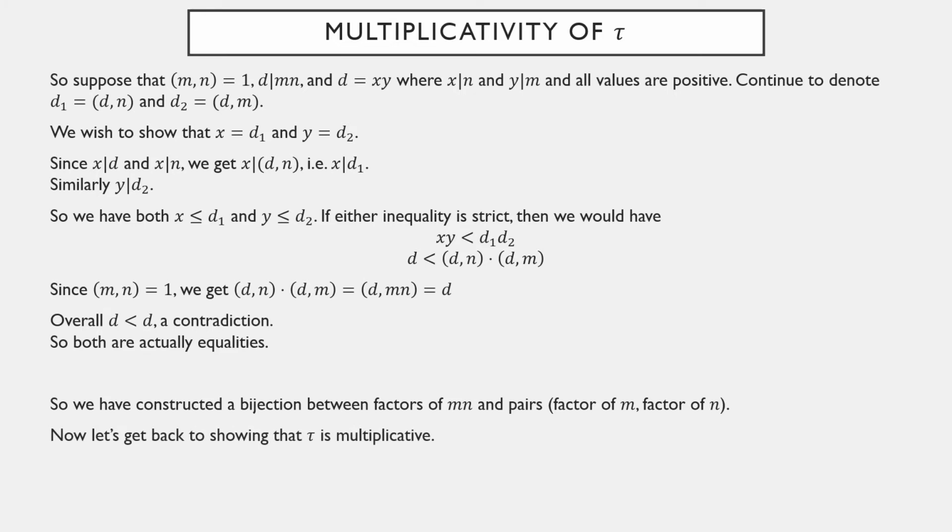Now let's finish up the proof of showing that the function tau is multiplicative. So wrapping things up, suppose m and n are relatively prime. On the one hand, tau of mn counts the positive factors of the number mn.